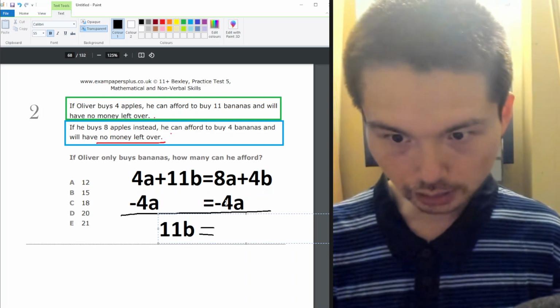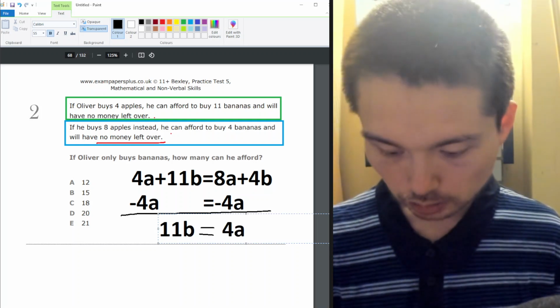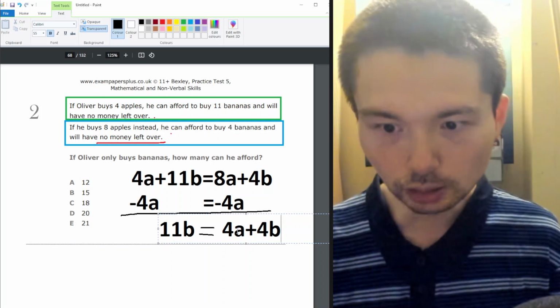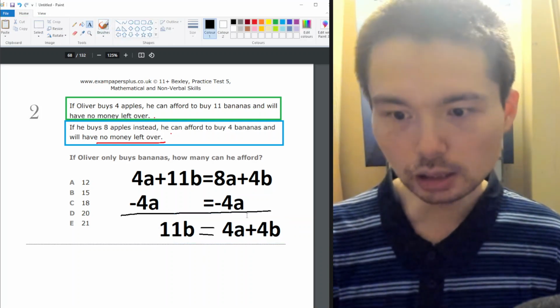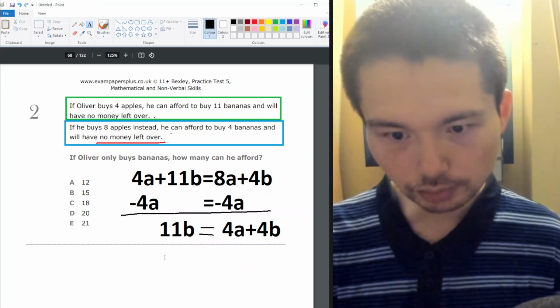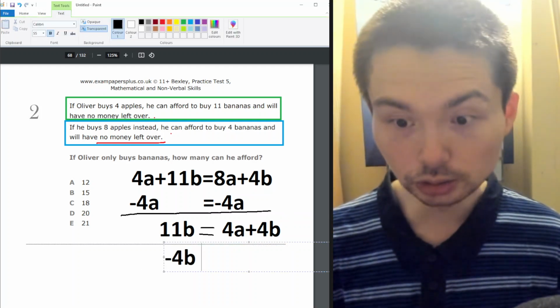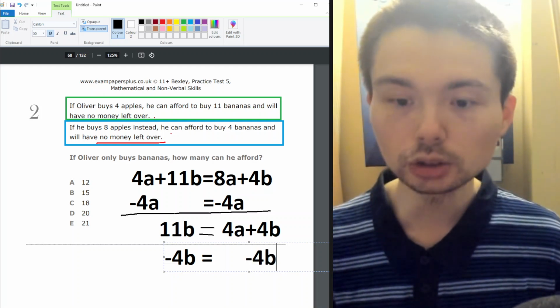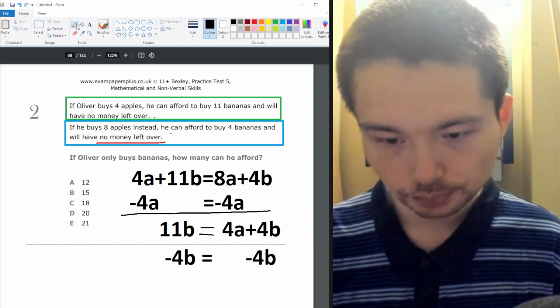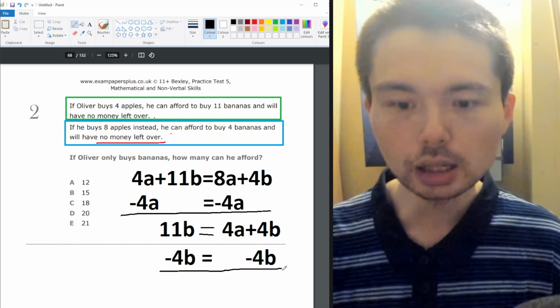8 apples minus 4 apples is 4 apples as well, and the 4 bananas are still there. Now one problem: we want bananas on one side, so you see the plus 4b, we're going to get rid of it. That's the skill with these questions, just making sure we have bananas on one side and apples on the other.